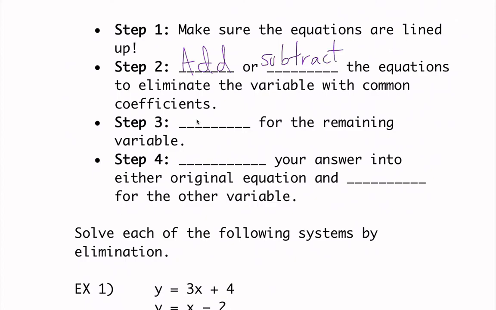the equations to eliminate the variable with the common coefficient. Then what you're going to do is solve for your remaining variable. Once you have that variable solved, then you're going to substitute your answer back into the equation, and then solve for the other one.